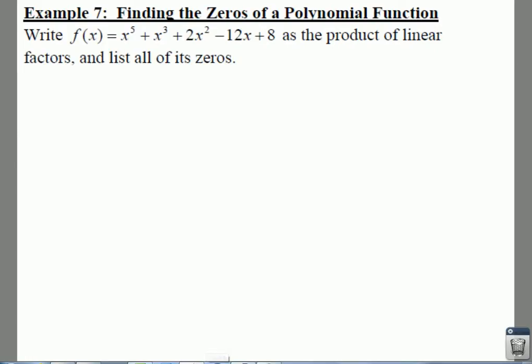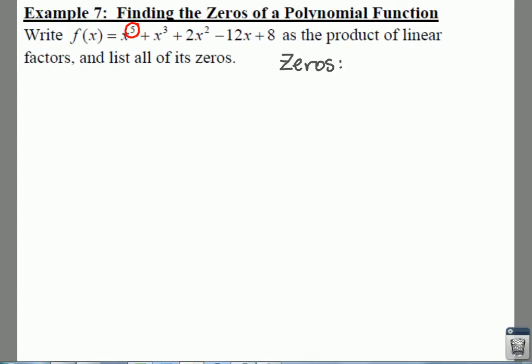Now, notice the directions for example 7, where you have to find the zeros of a polynomial function, and you need to write it as a product of your linear factors and list all of its zeros. So there are 5 zeros, so I think it would be easiest if we tried to graph it, and then find out if we can locate any of our zeros to make our synthetic division a little bit easier.